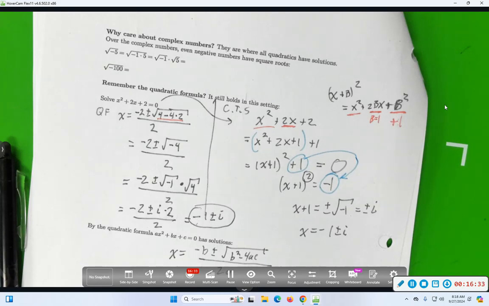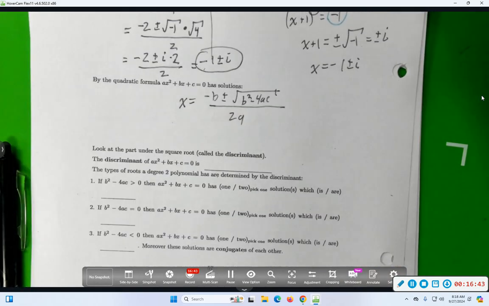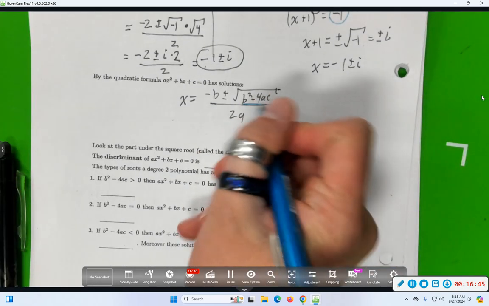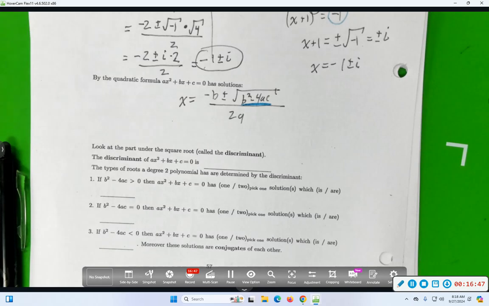So what's the point here? Quadratic formula still works, completing the square still works. You can get a complex number out of it though. And the last observation is, the thing that controls whether or not your answer is going to wind up being complex is that bit I just underlined in blue. The thing under the square root.